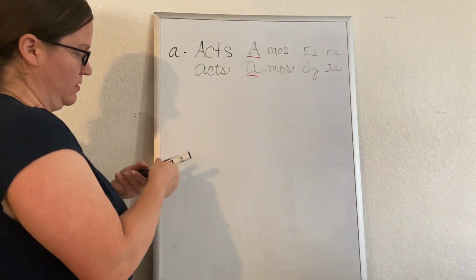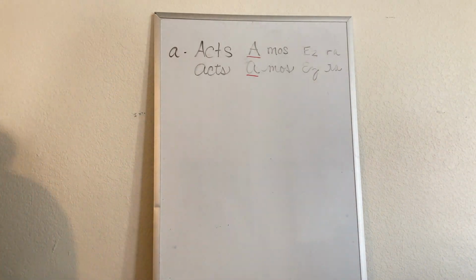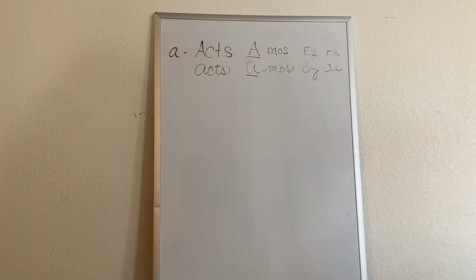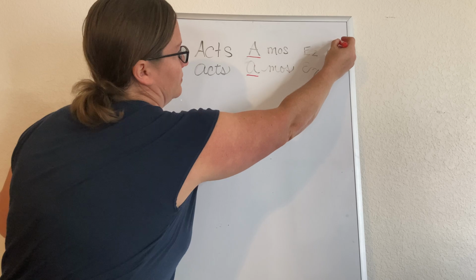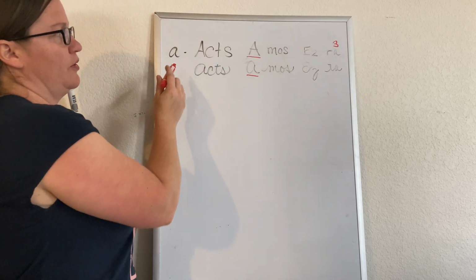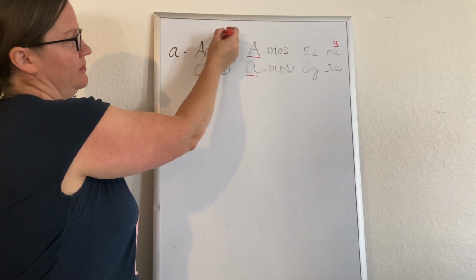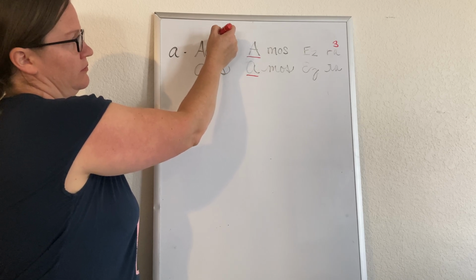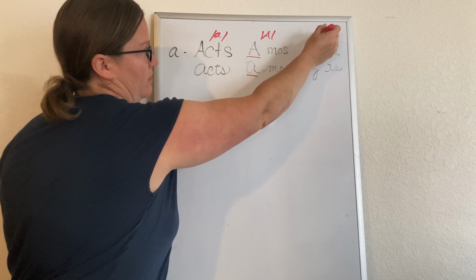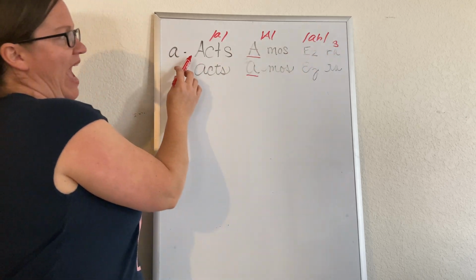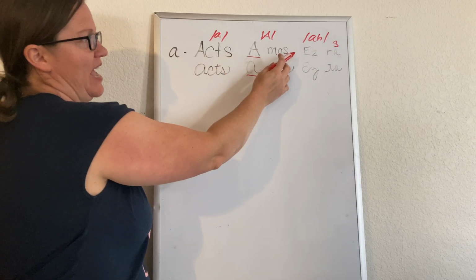Put a 3. Oh, whoops, I threw my red. But E only has 2 sounds. We're working on the A. Oh, because the A is, remember, it's A, it's A, and U. Acts, Amos, Ezra.